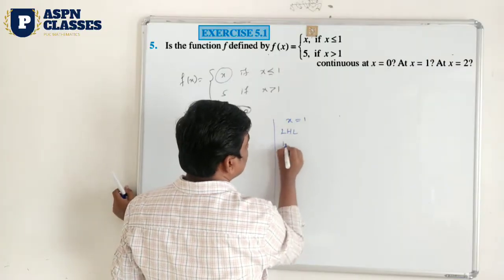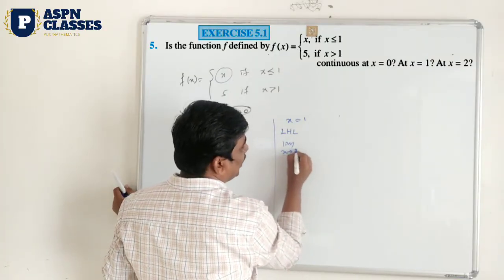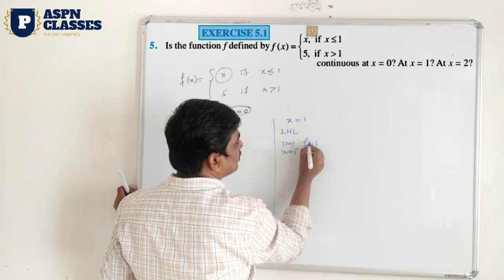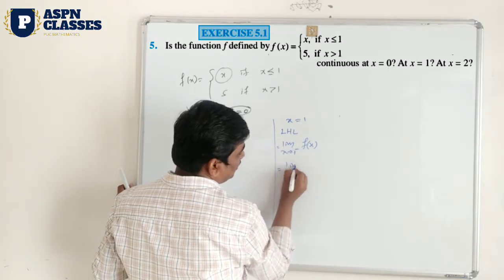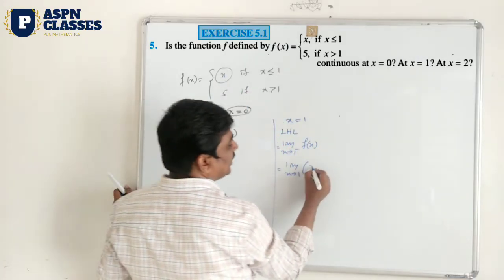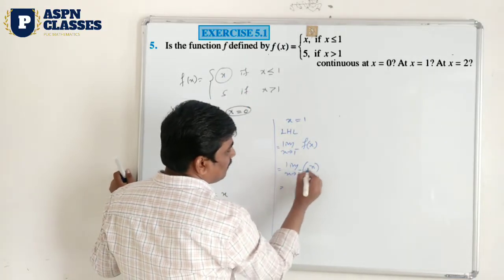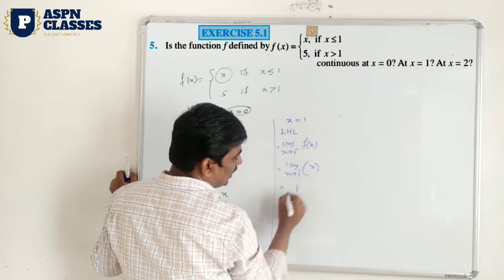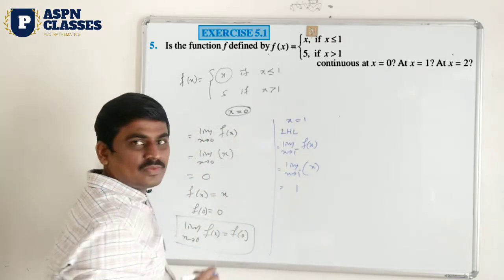LHS is equal to first limit of x tends to 1 minus f of x. So what is the LHS limit condition? On the left hand side, what they have given here, observe, x is there, so write it x. Then applying 1 here, what is the answer? 1 is the answer. Okay, left hand limit you get the answer 1.